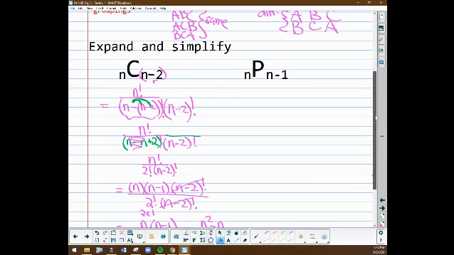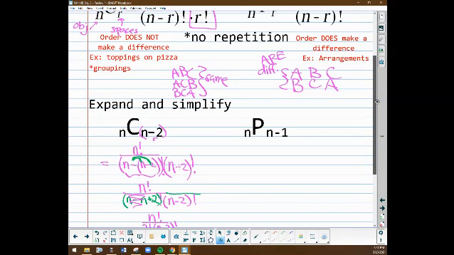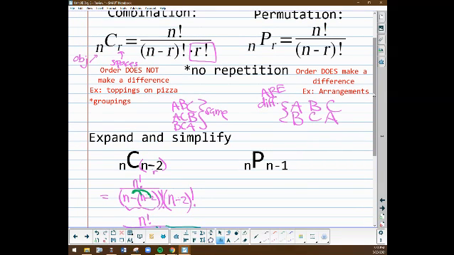Okay, now we want to do a very similar thing with just different ends, but a different formula too, because now it's permutation, so I don't have that extra R factorial on the outside, right? This is my R, N is my N, so I write it in. I'm going to have N factorial over N minus R, which in this case is N minus 1 factorial.